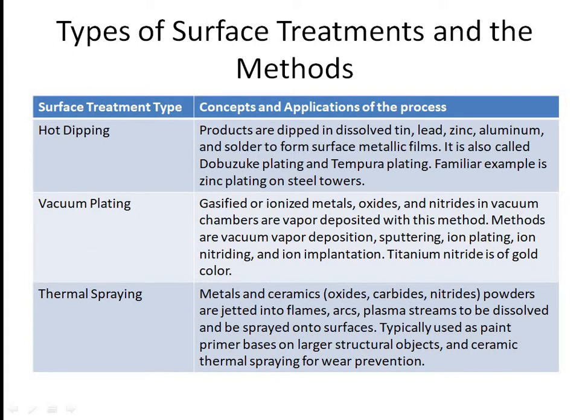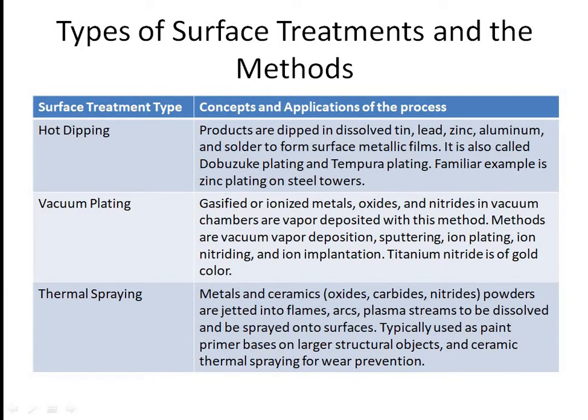So in this vacuum plating, gasified or ionized metals, oxides and nitrides in the vacuum chamber are vapor deposited with this method. The methods are vacuum vapor deposition, sputtering, ion plating, ion nitriding and ion implantation. Titanium nitride is of a gold color. All these processes we are going to see in detail in the coming lectures.